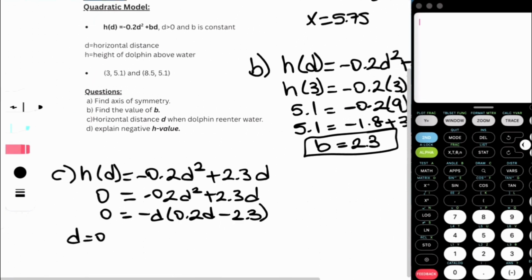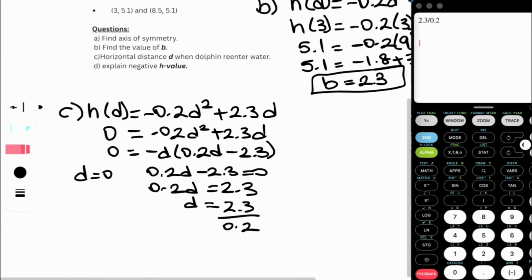We are setting h(d) equal to 0, and we will factor the model. So d will be equal to 0. The other solution, using the calculator, we get 11.5. Therefore, the distance at which the dolphin re-enters the water is d equal to 11.5 meters.